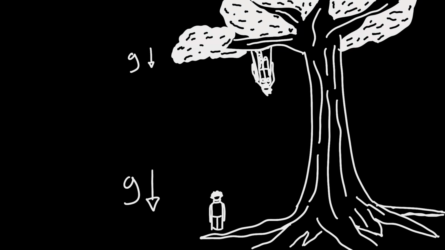Did you know that the acceleration due to gravity actually decreases the further you go up? Meaning that someone at the top of this tree, for example, would be accelerated due to gravity less than someone that was at the bottom? This actually plays into our problem.